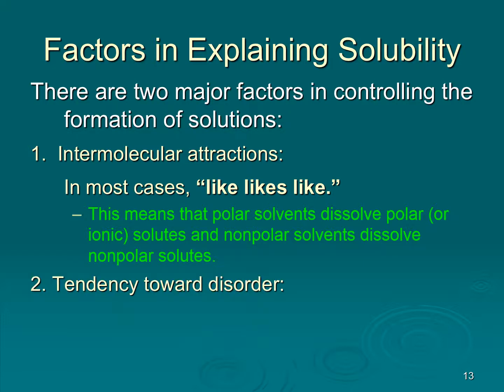The other important factor is the tendency toward disorder. Basically, if things are mixed together, that leads to diffusion, which is a type of disorder. If you have two compounds that have similar attractions, then they're naturally going to mix because of disorder, because of this randomness.